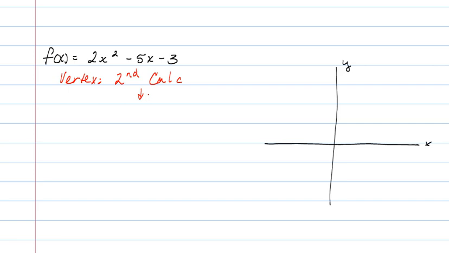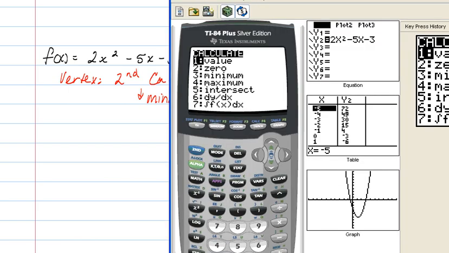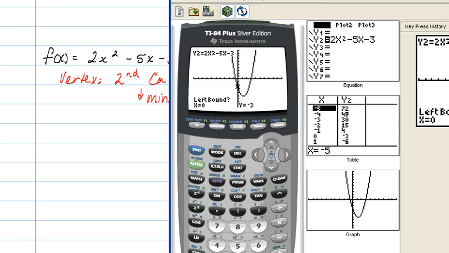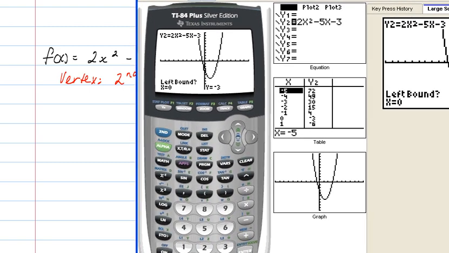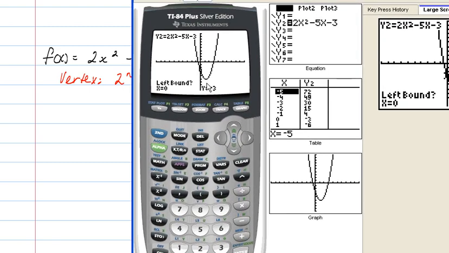So I'm going to choose second calc, and I'm going to choose minimum. Works just like the maximum. So either type in 3 or arrow down to 3 and press enter. We're going to find the minimum value, this vertex.